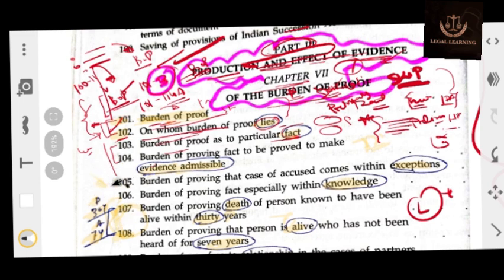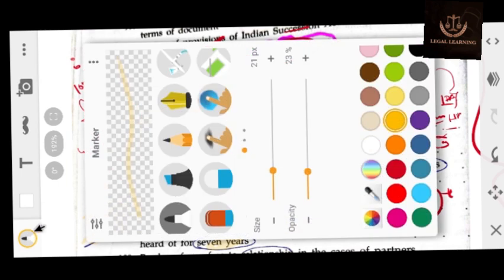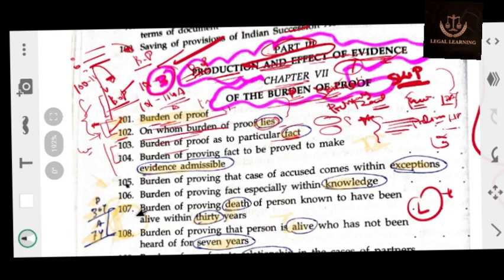Now how will you remember in a way that you don't get confused? I'm going to add a sign called a cross. See here, 7 is 7 years, it is section 107, but in section 107 the 7 years is not given here, so I'm using a cross. Only in section 108 is 7 years given here, like burden of proving that of persons known to have been alive within 30 years, to whom that burden of proof lies.